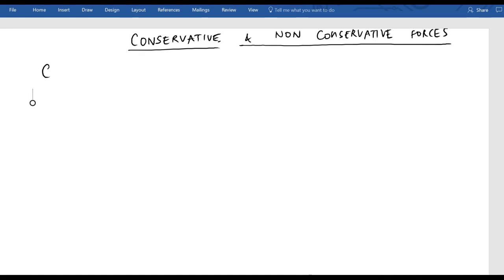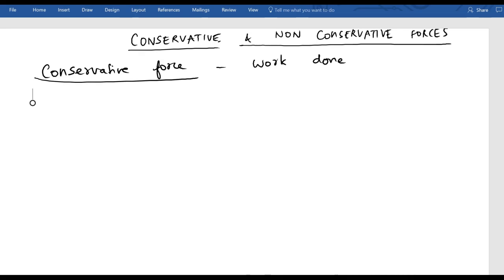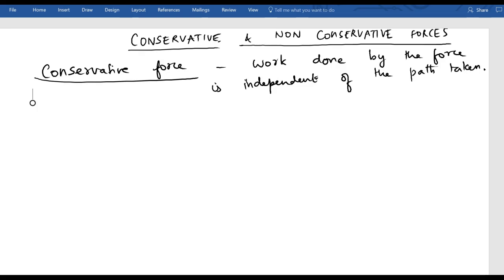A conservative force is one for which the work done by the force is independent of the path of the object. So the work done by the force is independent of the path taken by the object. It only depends on the initial and the final positions.